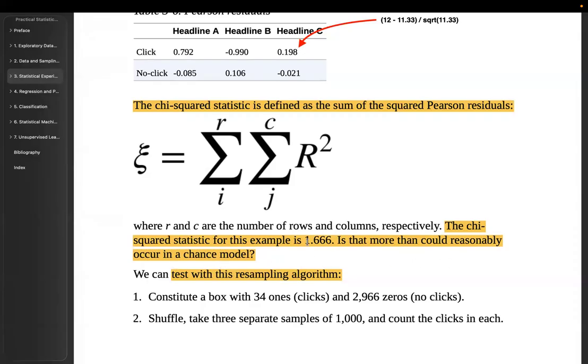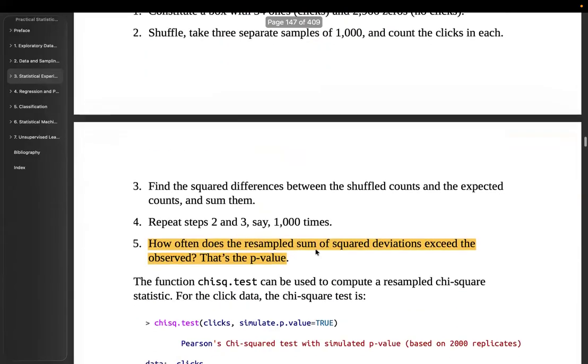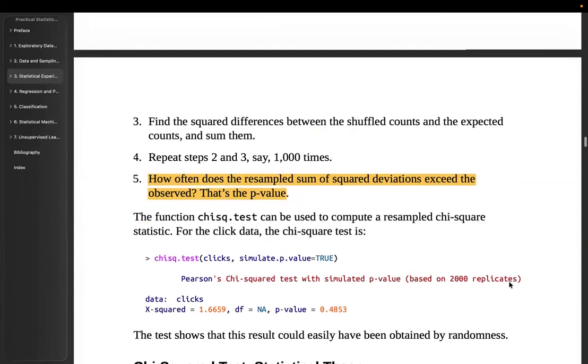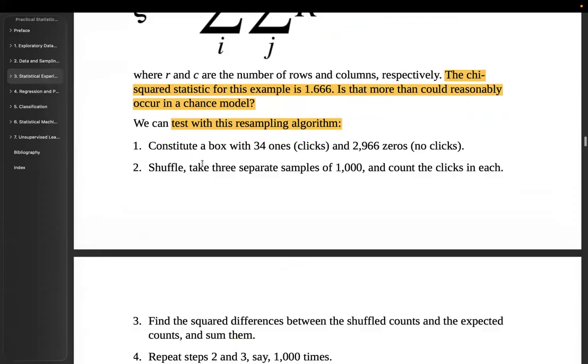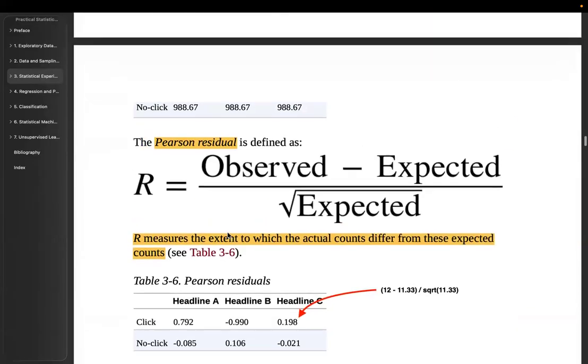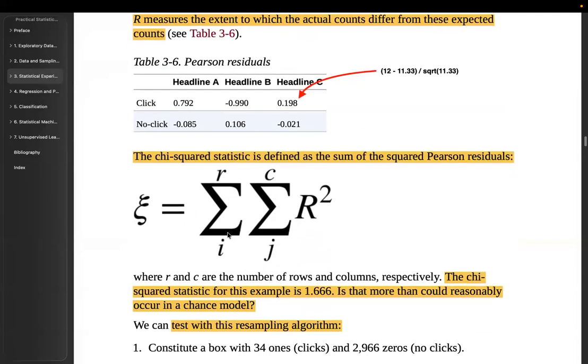So this is the value we got. Now, what about the statistical significance test? Is that more than could reasonably occur in a chance model? For that we can test this with resampling, a resampling algorithm. Let's see how that goes. To simulate this, it's only 34 clicks out of 3,000.